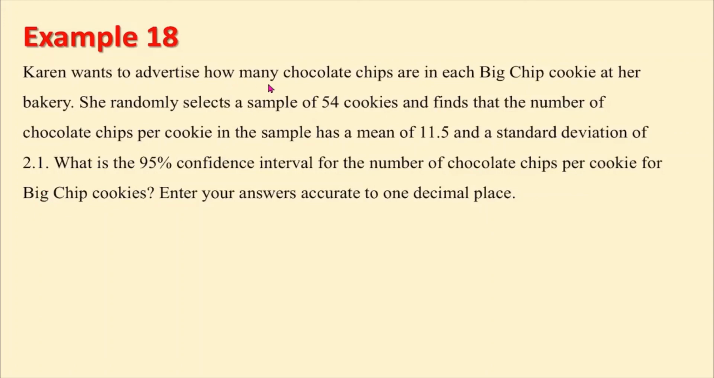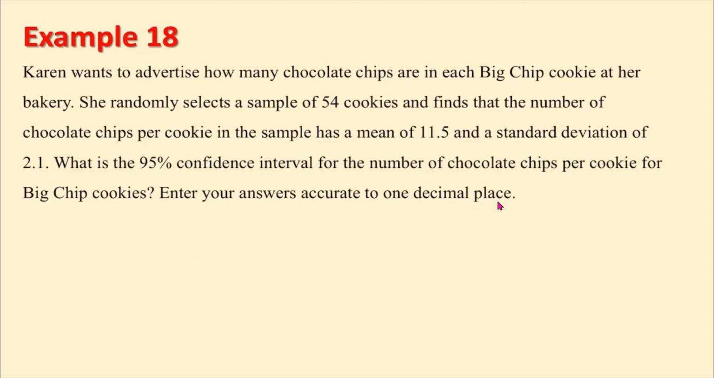Karan wants to advertise how many chocolate chips are in each big chip cookie at her bakery. She randomly selects 54 cookies and finds that the number of chocolate chips per cookie in the sample has a mean of 11.5 and a standard deviation of 2.1. What is the 95% confidence interval for the number of chocolate chips per cookie for big chip cookies? And we have to enter the answer to 1 decimal place.